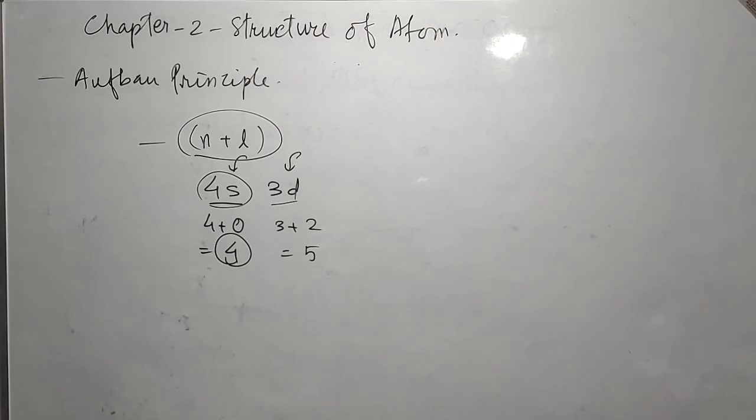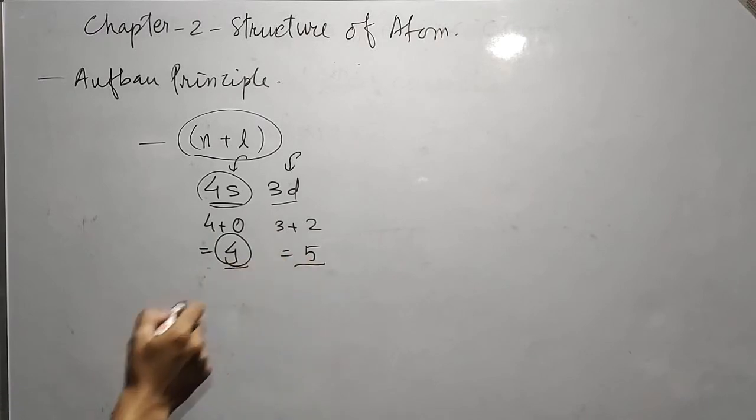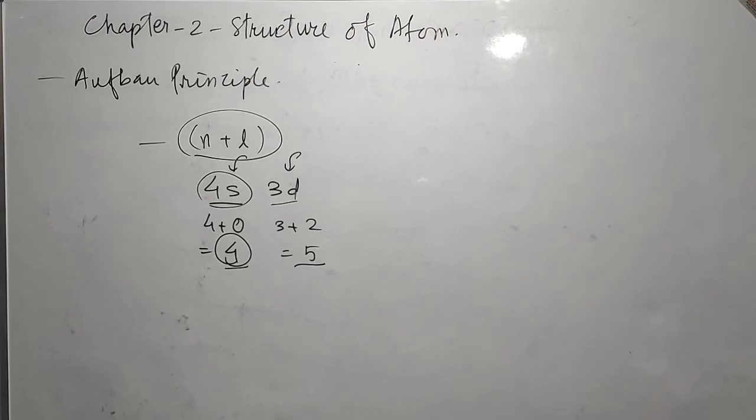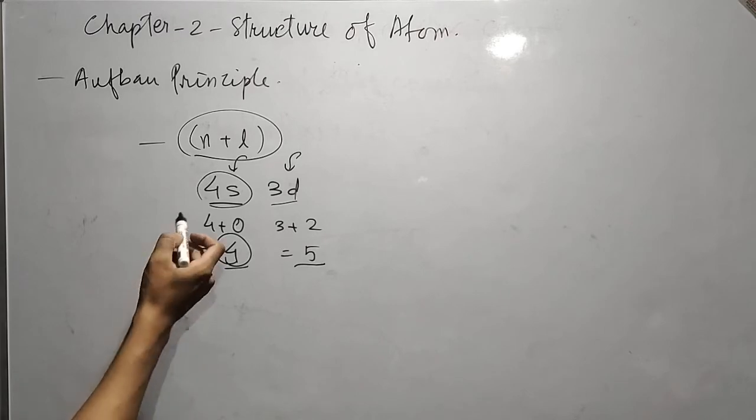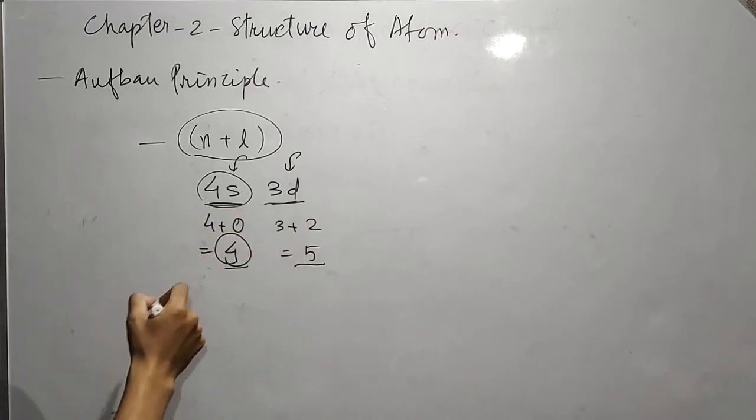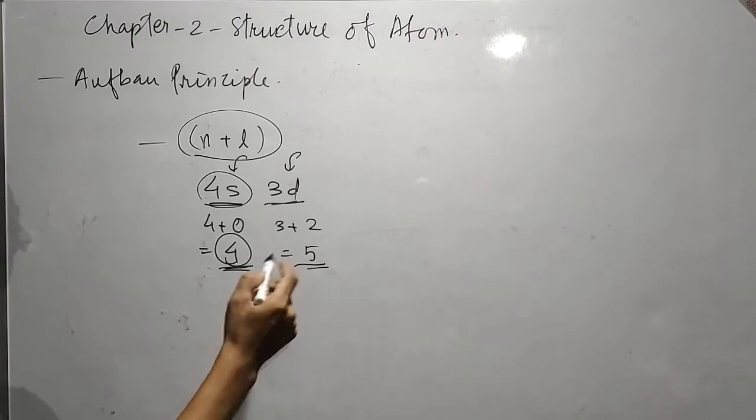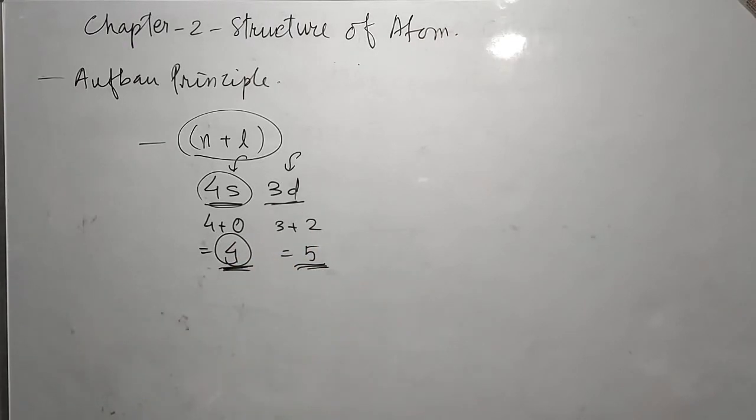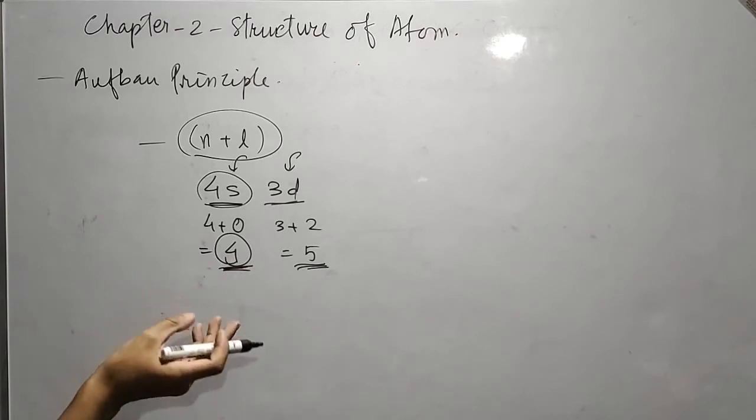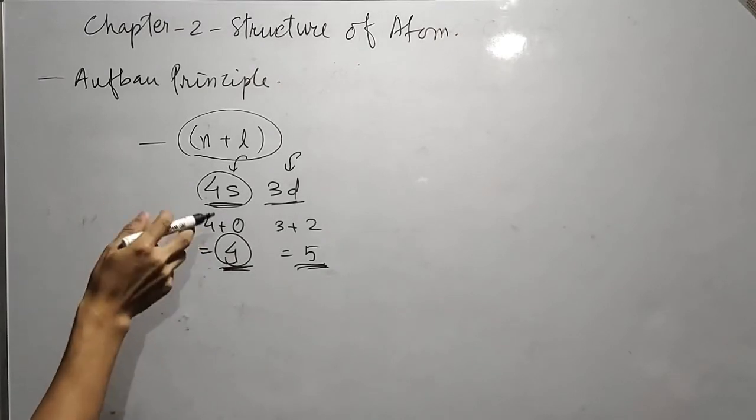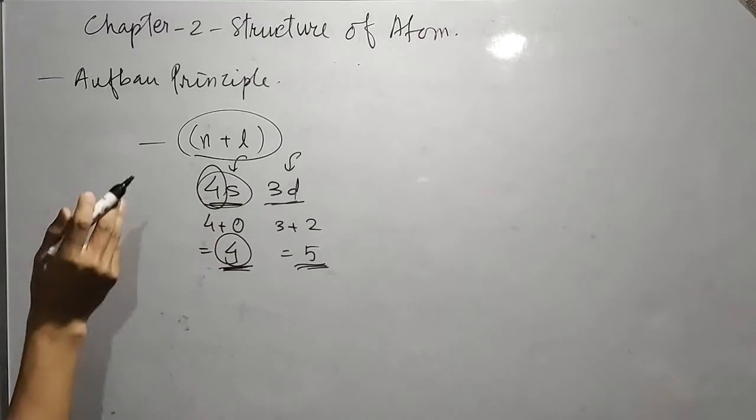Now when two orbitals have the same value of n plus l, then the orbital having the lower value of n is filled first. Here we are getting 4 and 5, but in some cases you may get the same number. In those cases you will fill the electrons first in the orbital where the n value is lowest.